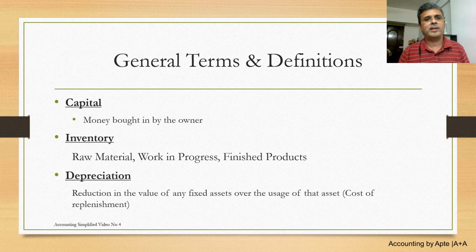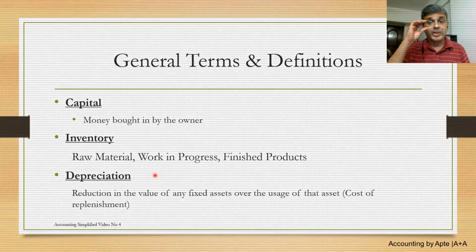Another component is inventory. Inventory is nothing but stock of raw materials which are going to be used for manufacturing purpose, work in progress, finished goods, etc., etc. And last but not the least, depreciation. Depreciation is very interesting and also very popular term, which many times is also being asked during the interviews, and this is also the hot topic for accounting exams. Depreciation is what?